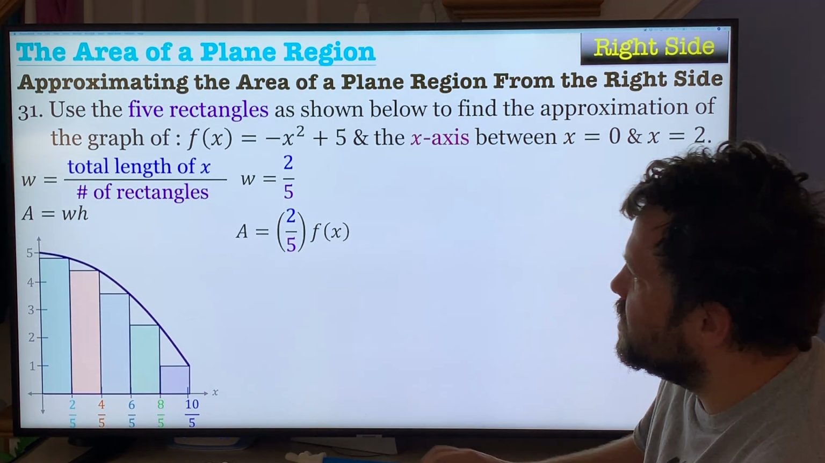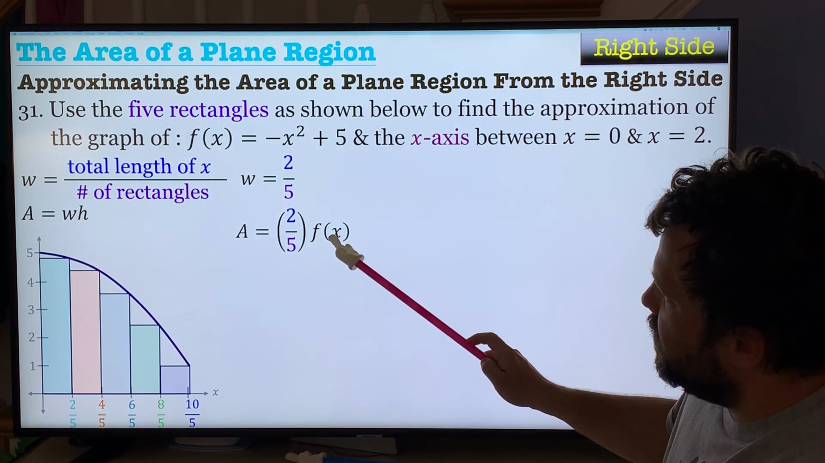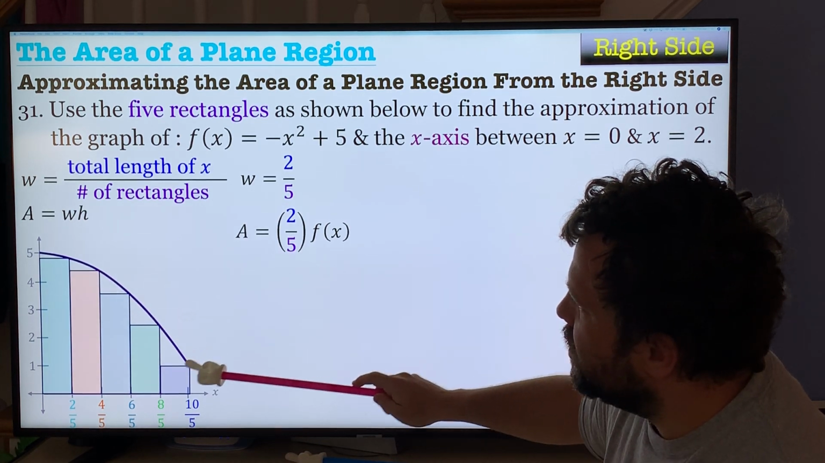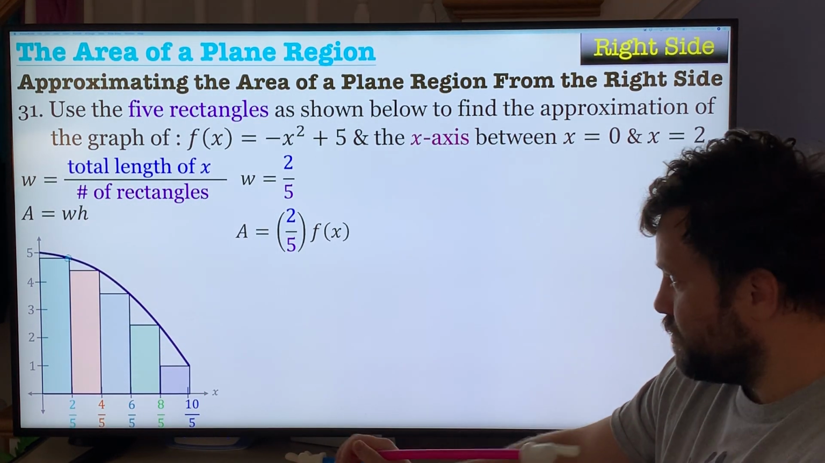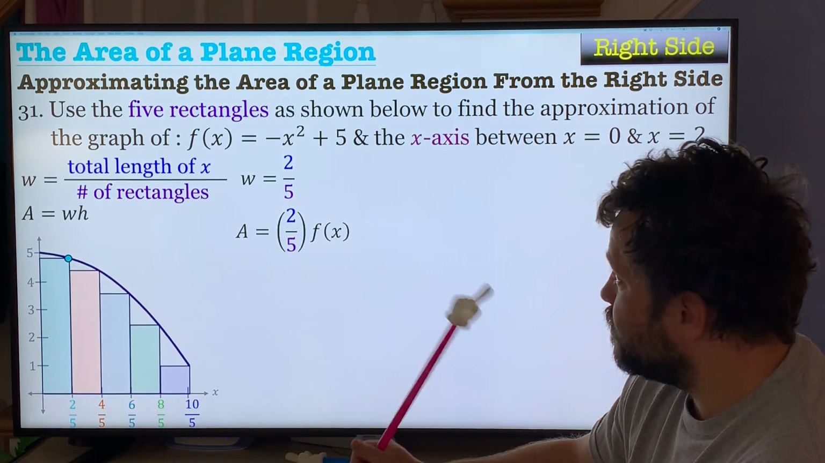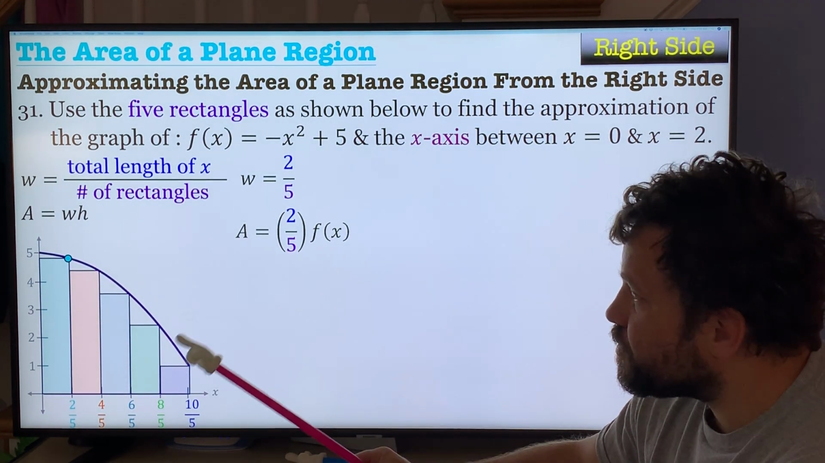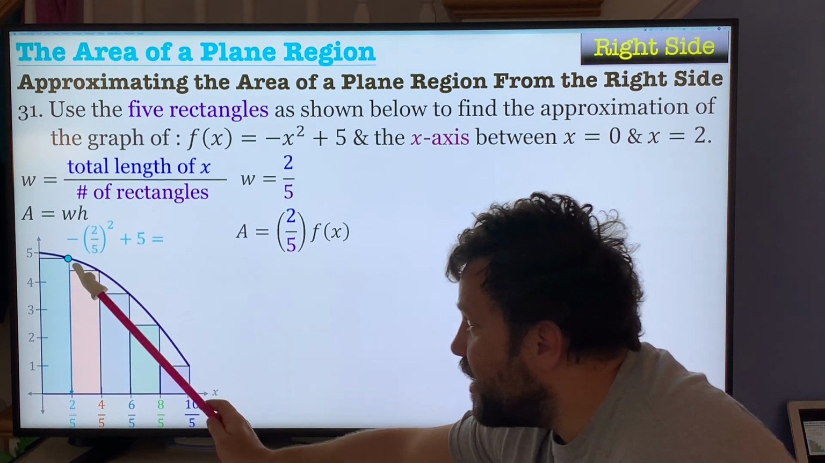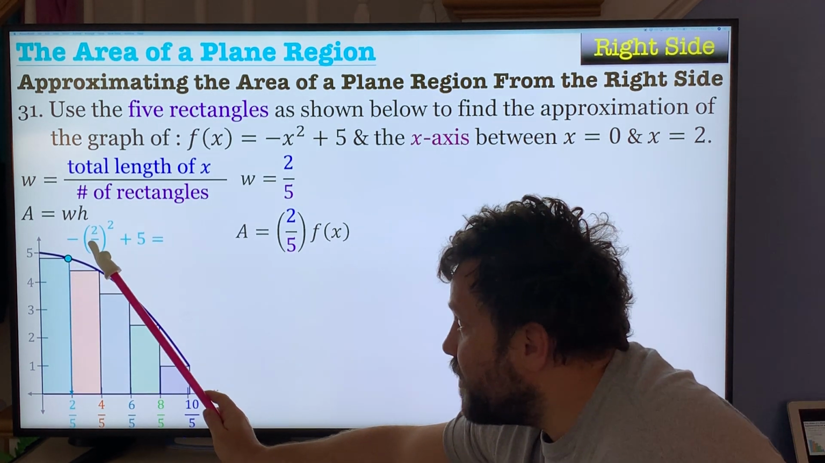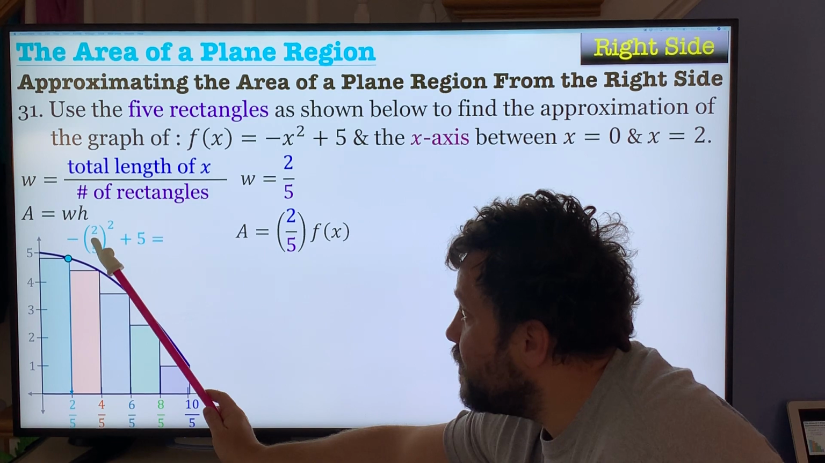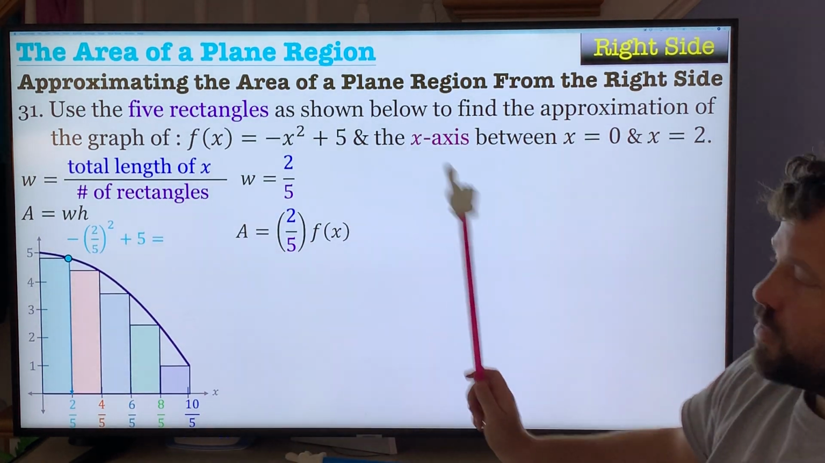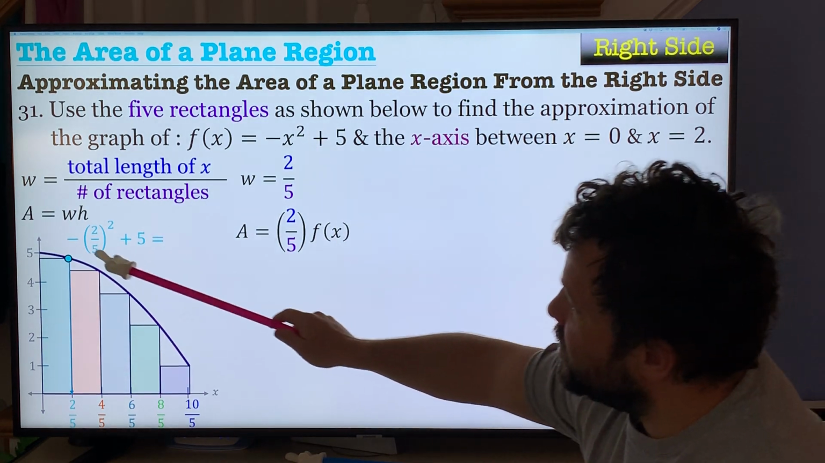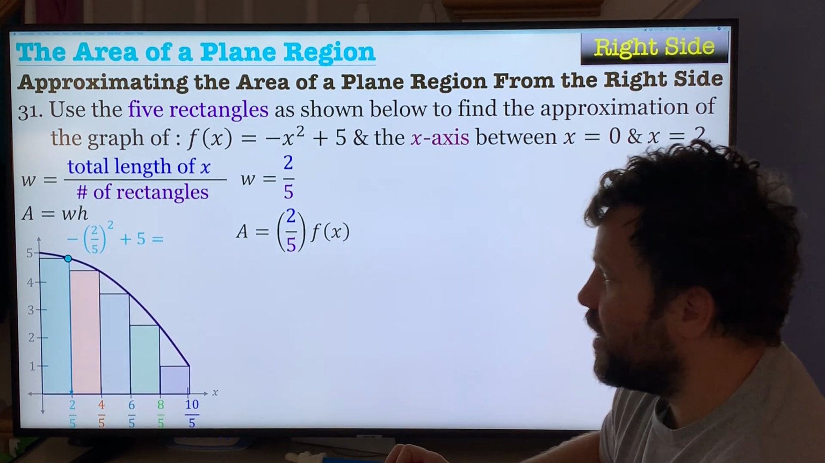Area equals length times width. My width is going to be whatever f of x is, whatever these y values are when I'm at this 2 fifths. So what do you think we do? I need to find this height, and the way I find that is I take my 2 fifths and plug it into my original equation. So my x value plugged into my original equation gives me my f of x, or my y value.